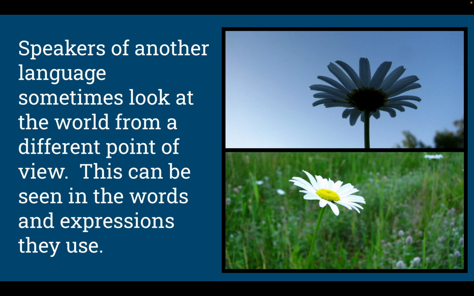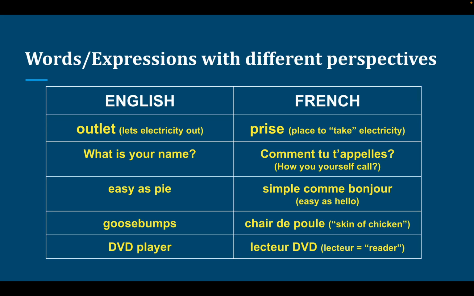The last important detail to pay attention to when you study the vocabulary of a language is that speakers of another language sometimes look at the world from a different point of view, and this can be seen in the words and expressions they use. So if you look at this image here, in one image, you're looking at the daisy from the side, and in the other one, you're looking at it from the bottom. In both cases, you're looking at the same thing, but from a different perspective. And this happens a lot in languages. Let's look at some examples.